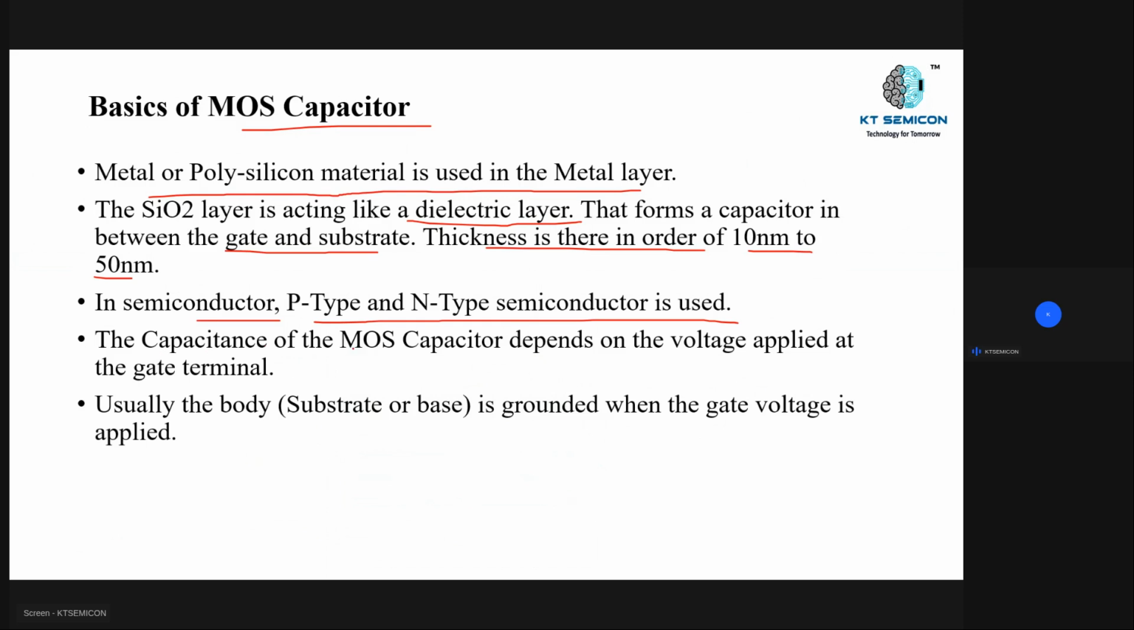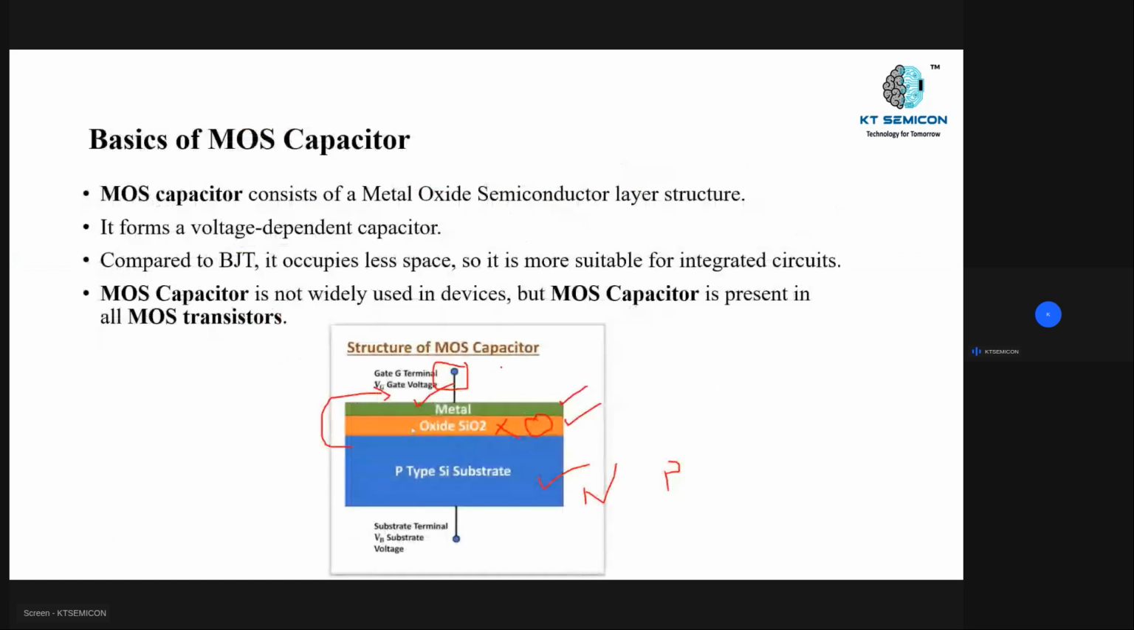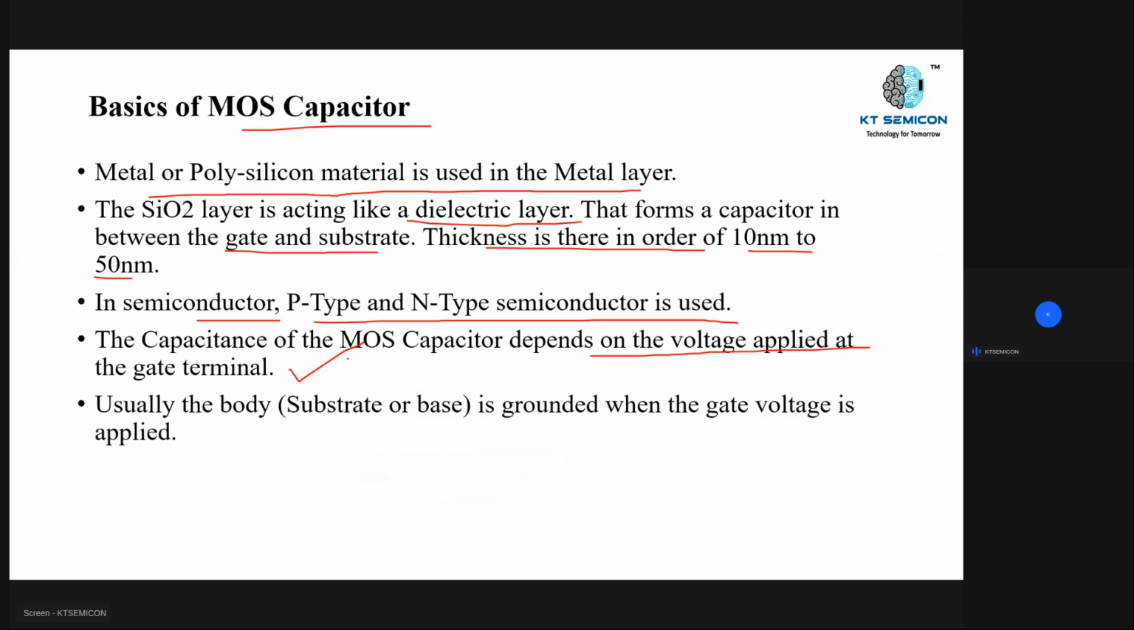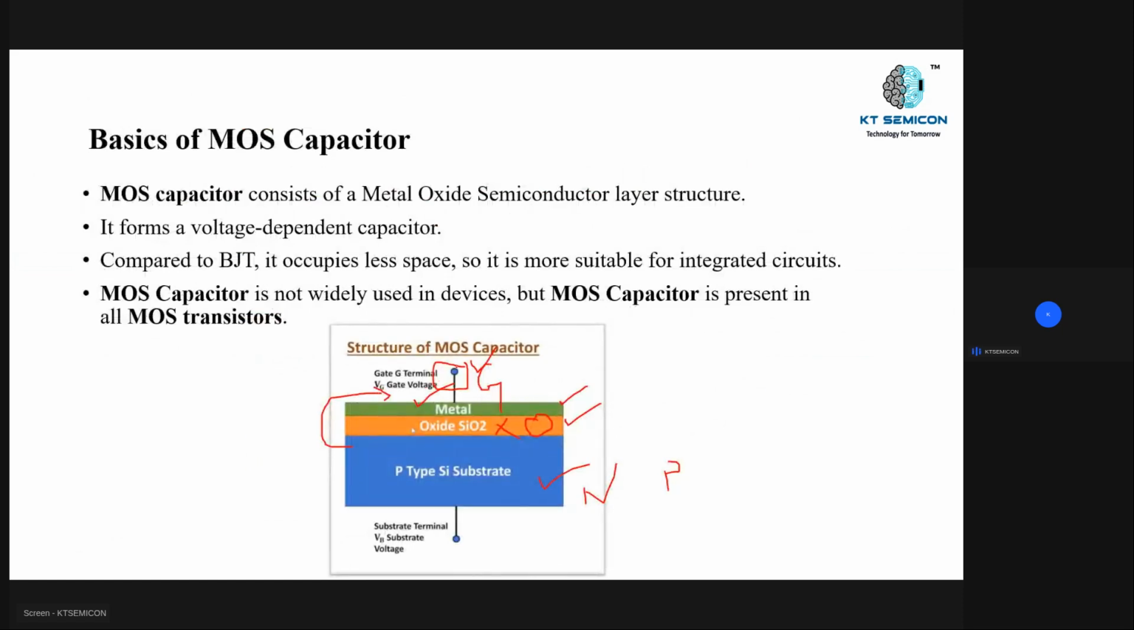The capacitance of the MOS capacitor depends on the voltage applied at the gate terminal. I'll explain it. This is my gate, VG means gate voltage. Whenever we apply the VG voltage, only then will my MOS capacitor start working. Usually the body substrate or base is grounded when the gate voltage is applied. See here, this substrate terminal is connected to the ground.